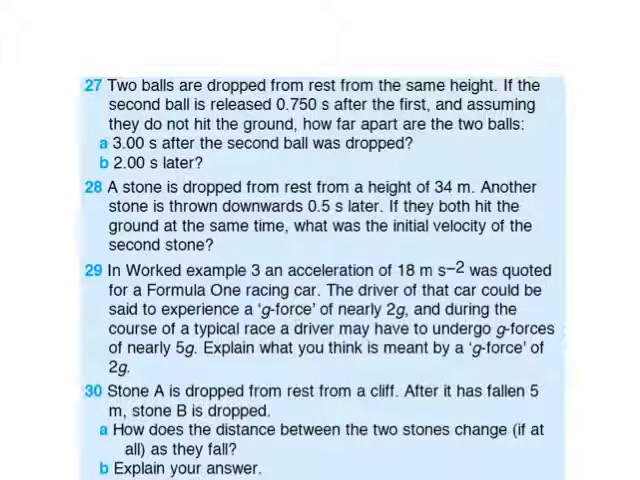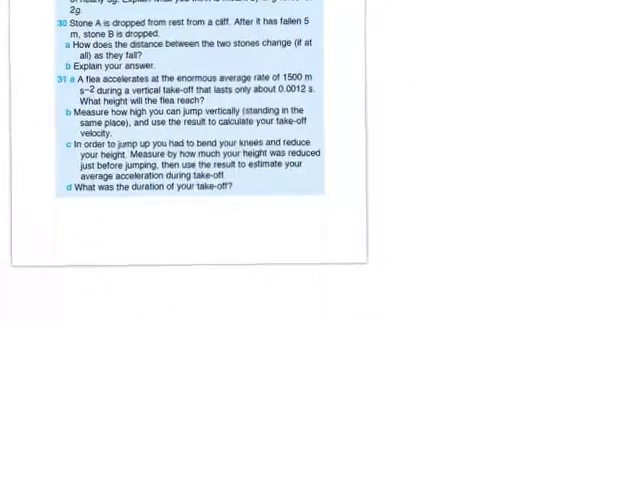Okay, so question 27. 2 balls are dropped from rest from the same height. If the second ball is released 0.750 seconds after the first, and assuming they do not hit the ground, how far apart are the 2 balls? So if we try and visualize it, although it's not easy, we've got a ball that falls for a certain time, and a second ball is dropped a little bit later. So we're going to call this 1 and 2.